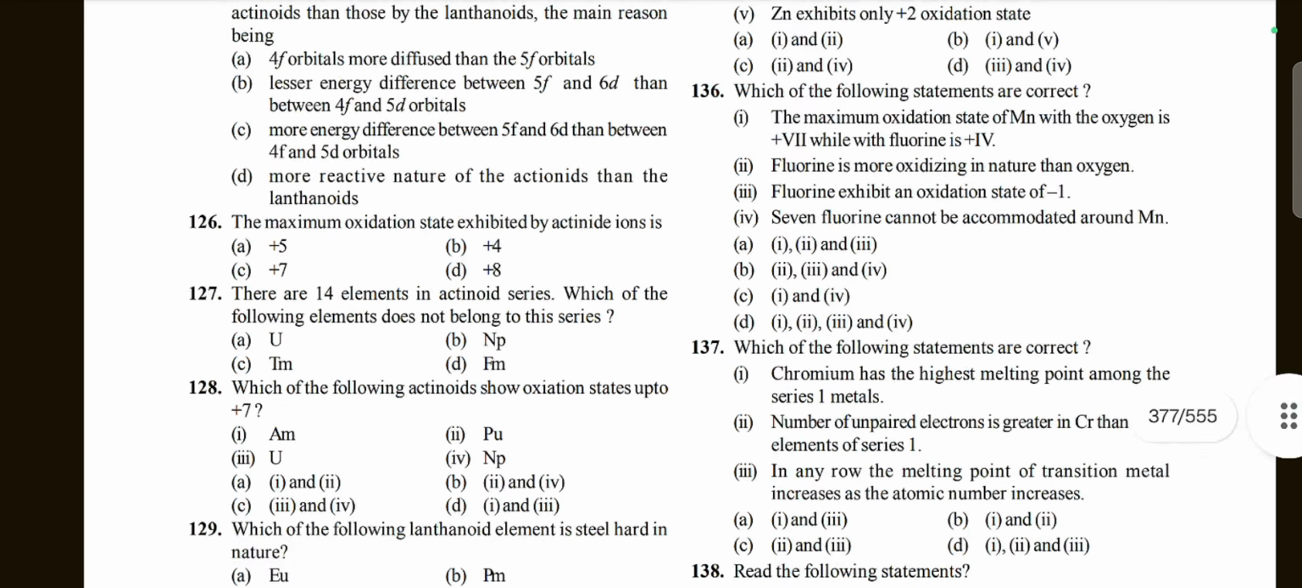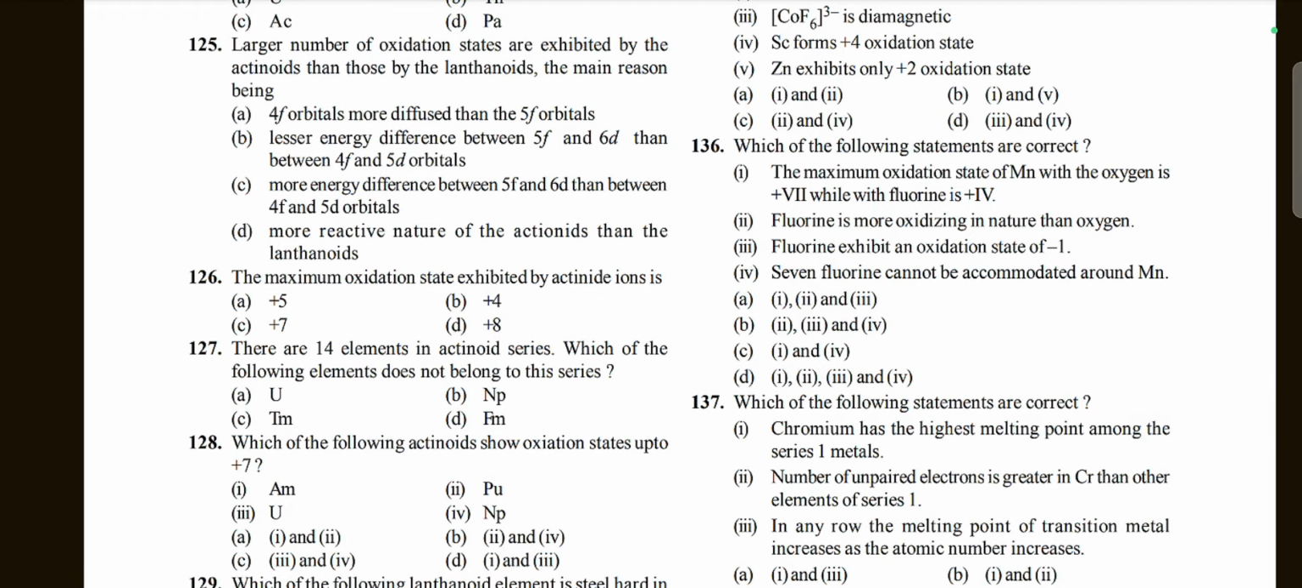A larger number of oxidation states is exhibited by actinoids than by the lanthanoids. The main reason is the lesser energy difference between 5f and 6d than between 4f and 5d orbitals. Option B will be the answer.